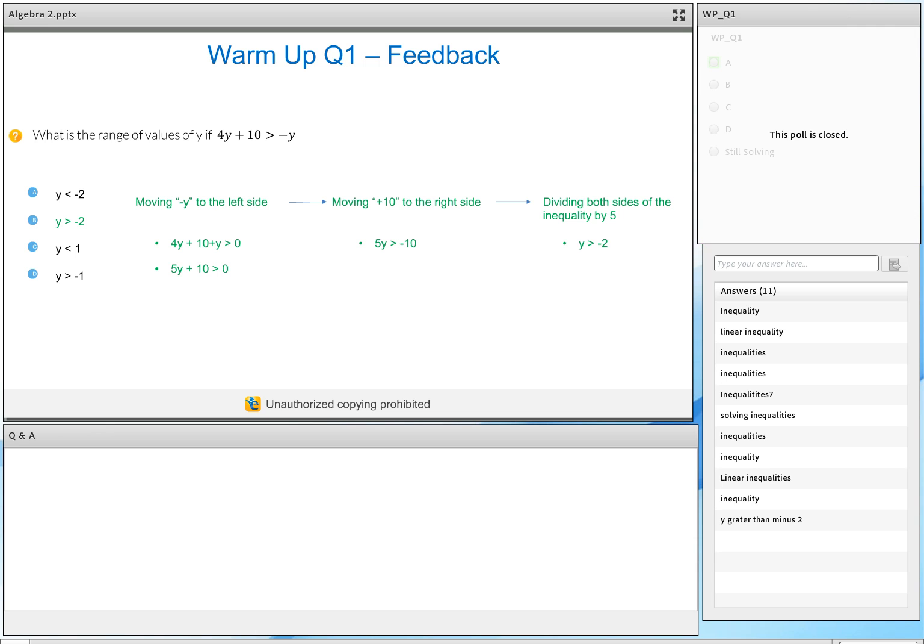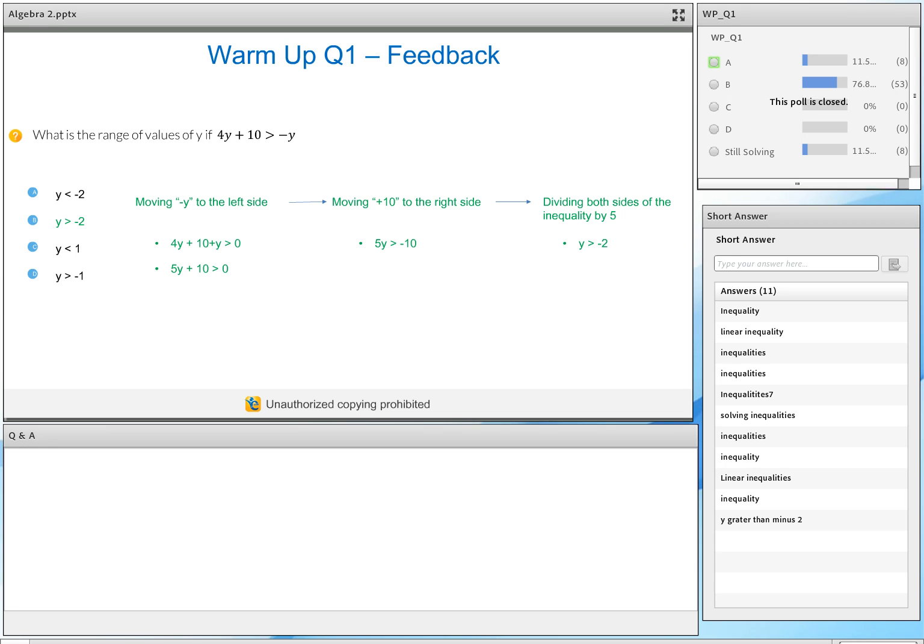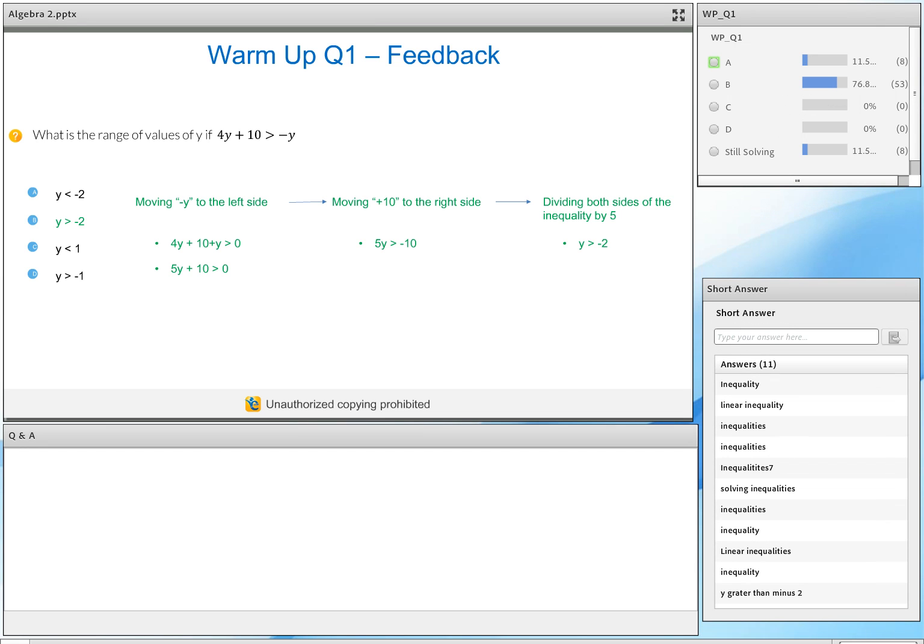So the majority of you, 76% of the class, selected choice B. So good. There were a few of you who were not able to solve this question, and then a few of you who selected choice A.